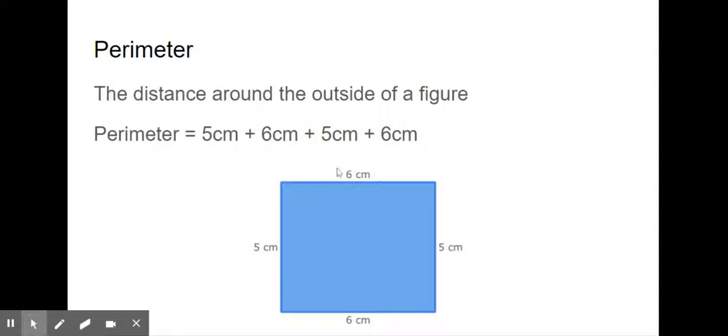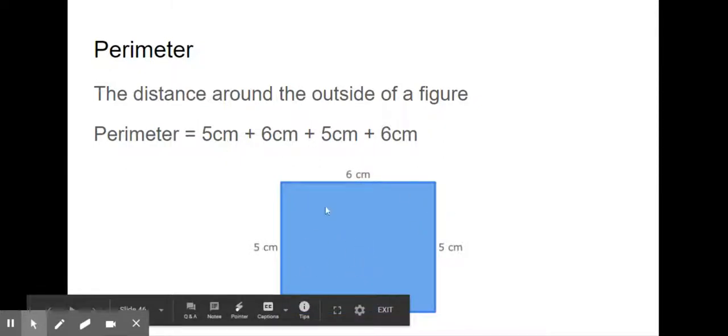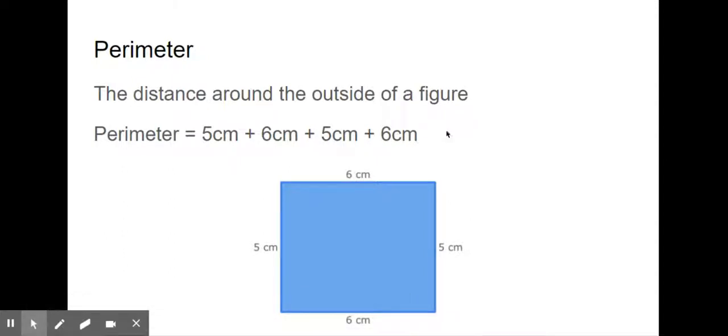If we look at this figure, the length of this side is 6 centimeters. This is 5 centimeters. The bottom is 6 centimeters and this is 5 centimeters. So essentially we're adding 5 centimeters plus 6 centimeters plus 5 centimeters plus 6 centimeters. Once we add all of those up together, we get our perimeter. A little quick math: 5 plus 6 is 11. Then I'm going to group this together: 5 plus 6 over here is 11 as well. 11 plus 11 is 22. So the perimeter of our figure is 22 centimeters.